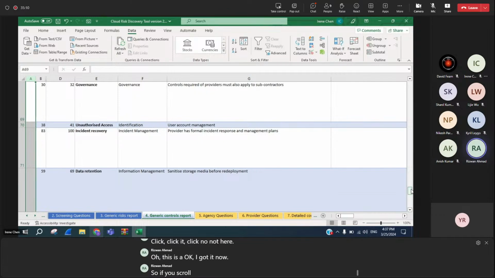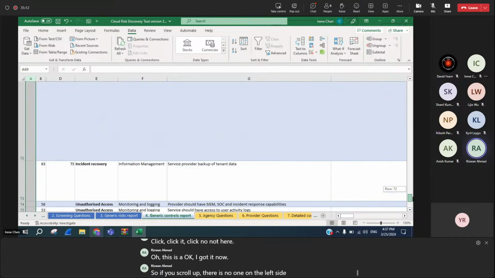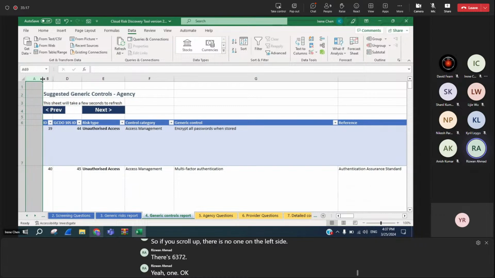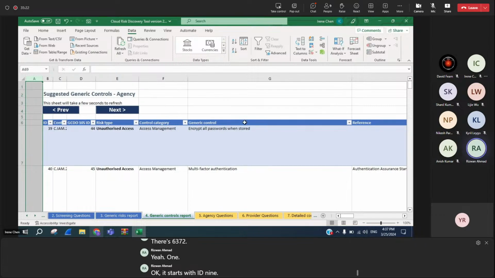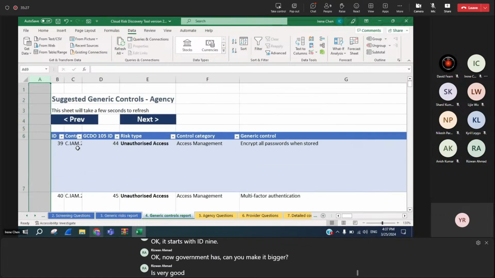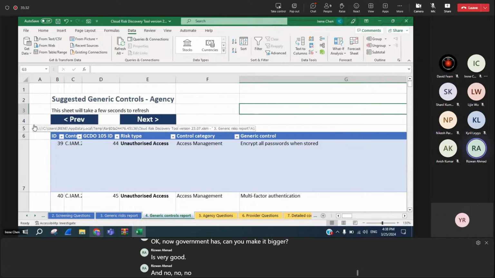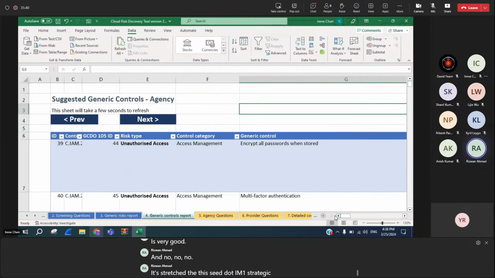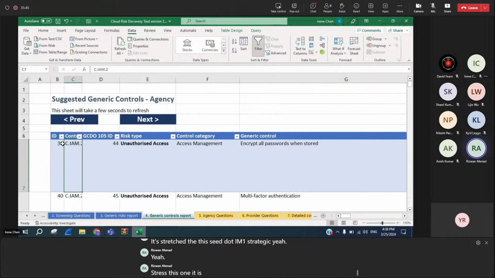So if you scroll up, there is no one on the left side. It's 63, 72. Yeah, one. Okay. It starts with ID 9. Okay, now government has, can you make it bigger? It's very good. No, no, no. Stretch this, the IAM one. Stretch it. Yeah, stretch this one. It is very small, so it's not clear.